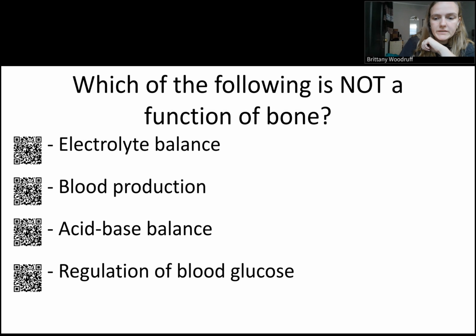Yeah, so regulation of blood glucose, right? That is going to be a function of your digestive system and a function of your endocrine system, mainly of your endocrine system.